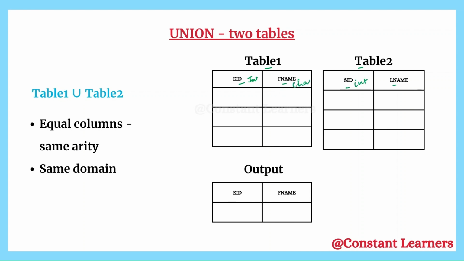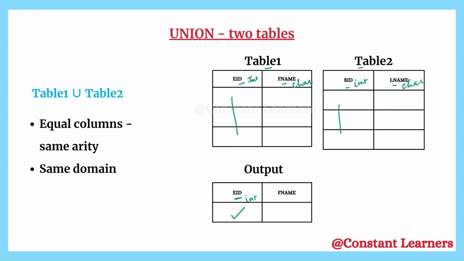First name will accept characters and this last name will also accept characters, right? So this EID when combined with SID, the output will have the first column as EID, which will be integers, and thus this column as well as this column. Both of them will be accommodated here.